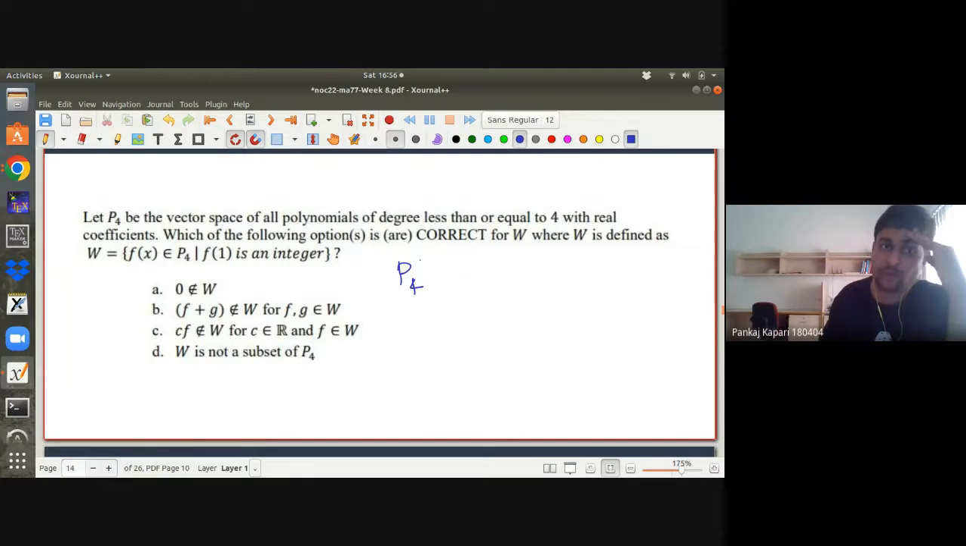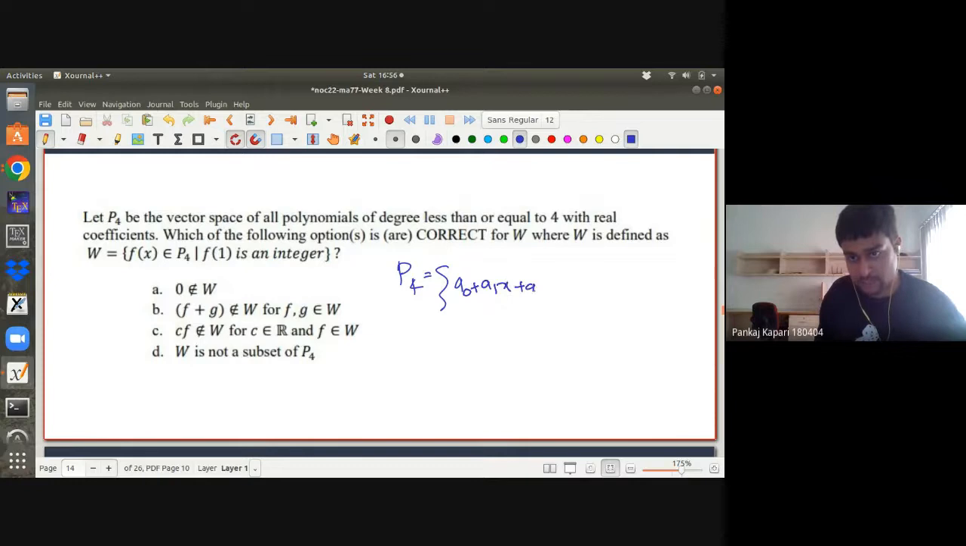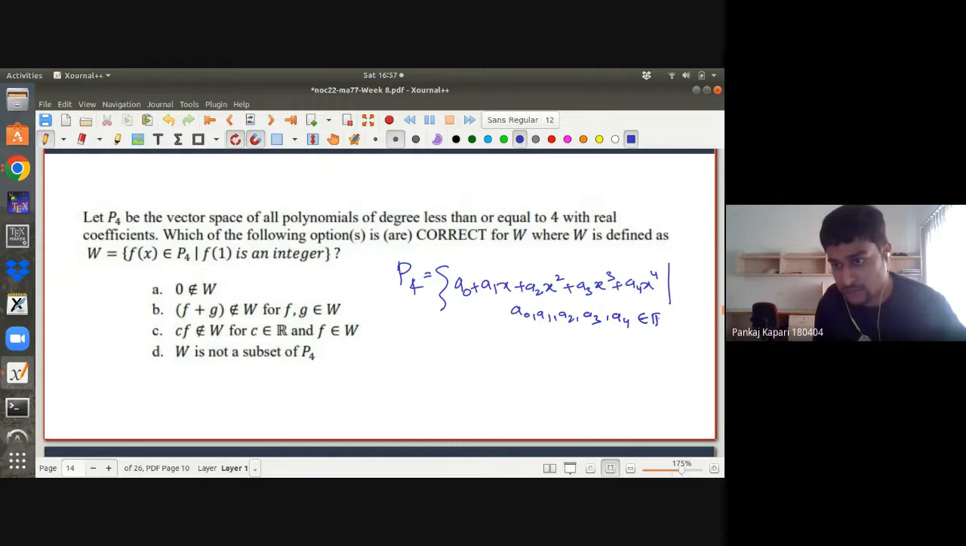What is P4? It's all polynomials of degree less than or equal to 4. What do we mean by polynomials of degree less than or equal to 4? We mean a0 plus a1 times x plus a2 times x square plus a3 times x cube plus a4 times x to the power 4. So these are our vectors. Here our vectors are polynomials, and these entries a0, a1, a2, a3, a4 all are real numbers.